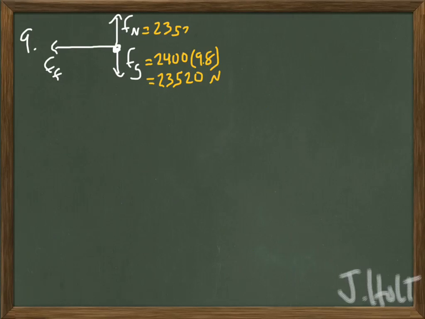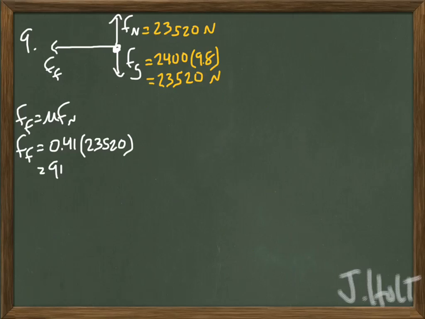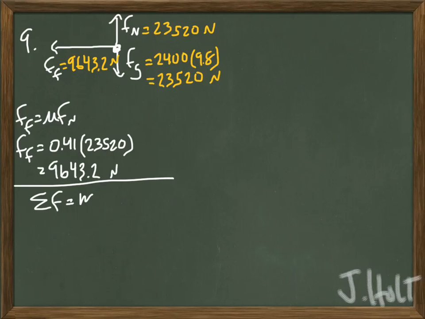Let's find the force of gravity by taking the mass of the car and multiplying it by 9.8. That's also going to be the same as the normal force. We can find the force of friction because we know the coefficient of friction, it's provided in the problem, and we know the normal force. Once we have the force of friction, we can set up Newton's second law.